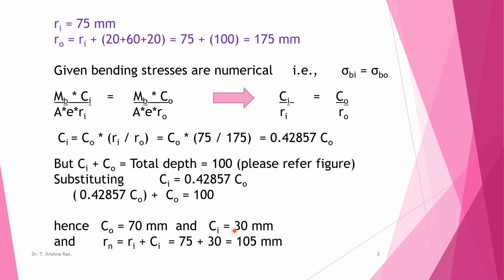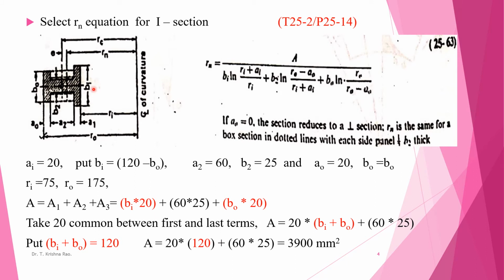From this Ci value, earlier we found out Ci equal to Rn minus Ri. Now we will find out Rn equal to Ri plus Ci. So 75 plus 30, 105 mm. Now we will take the Rn equation of this cross section, whatever the cross section given. For us it is given as I section. Rn equation is given here like this in the data handbook, in which Ai is 20. Bi we don't have. He has given Bi plus B naught is 120. So we put Bi as 120 minus B naught.